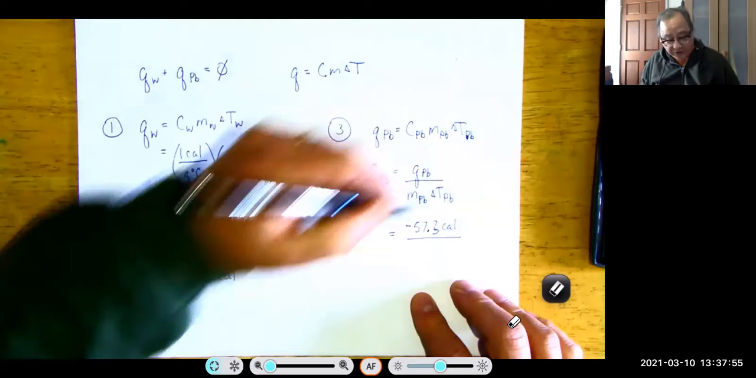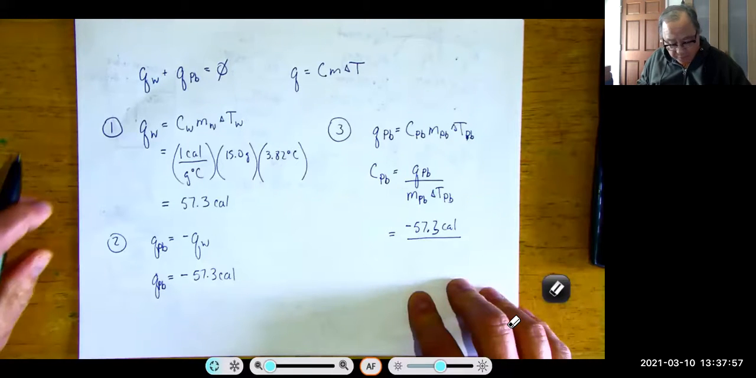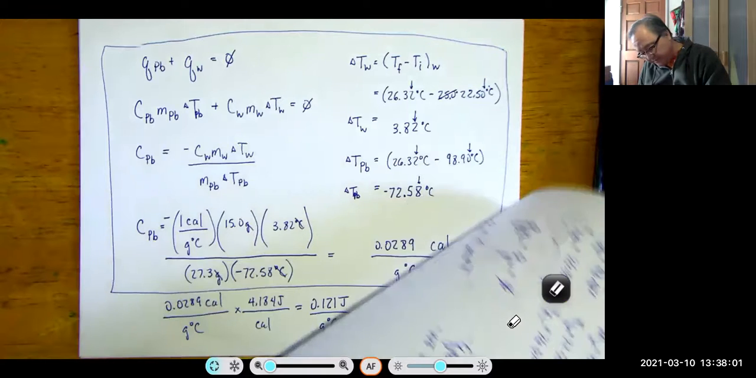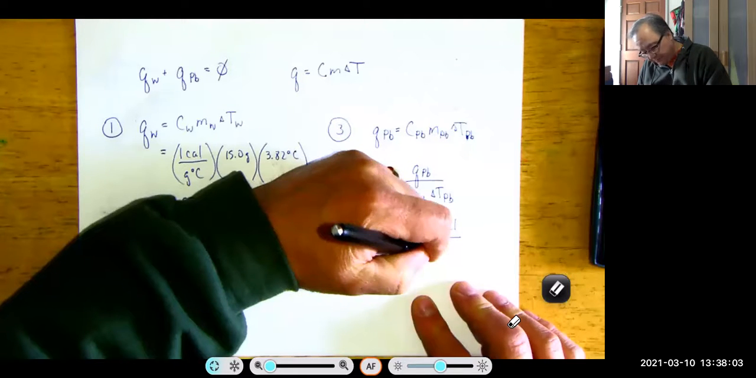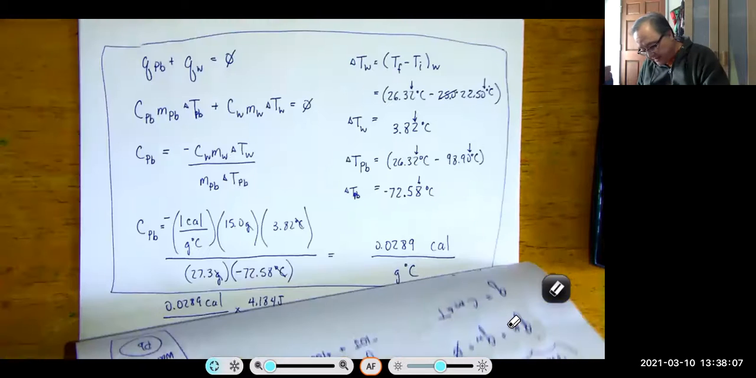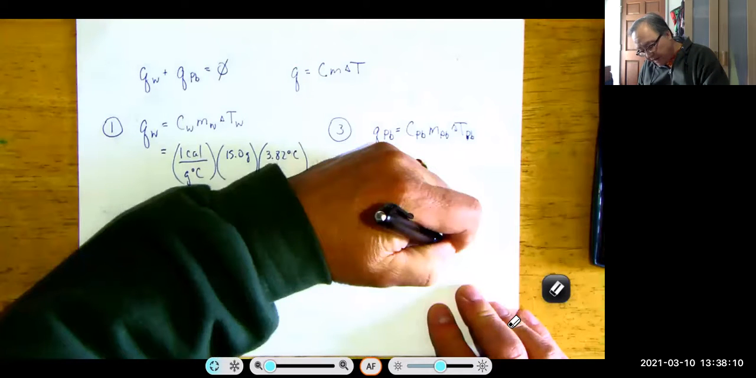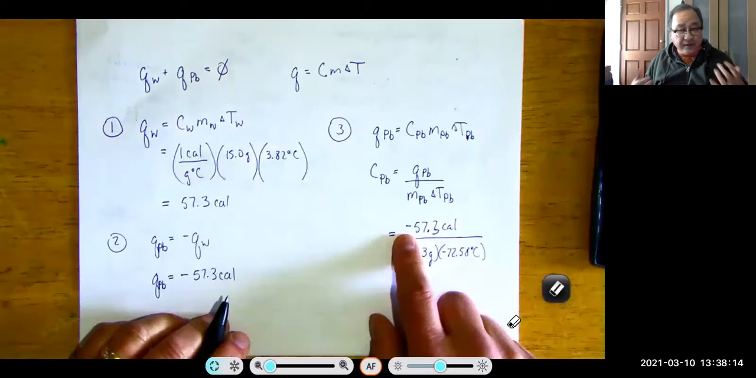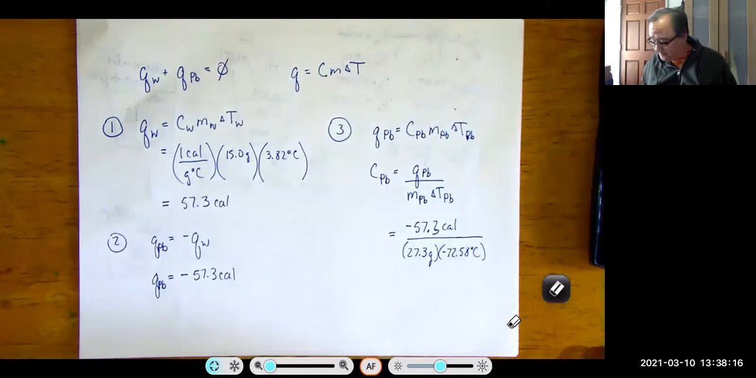The mass of the lead was 27.2 or something like that. 27.3. Yep. And the change in the temp of the lead was 70 something, right? Negative 72.58 degrees Celsius. And here you see how the negatives cancel each other and they become a positive.